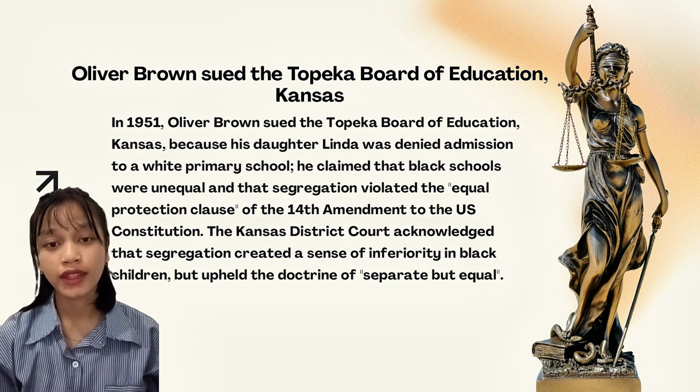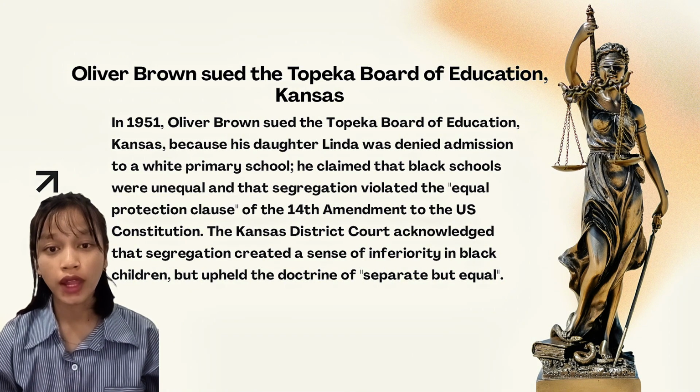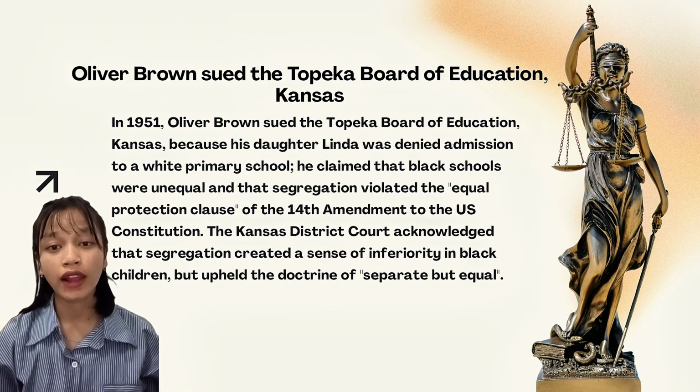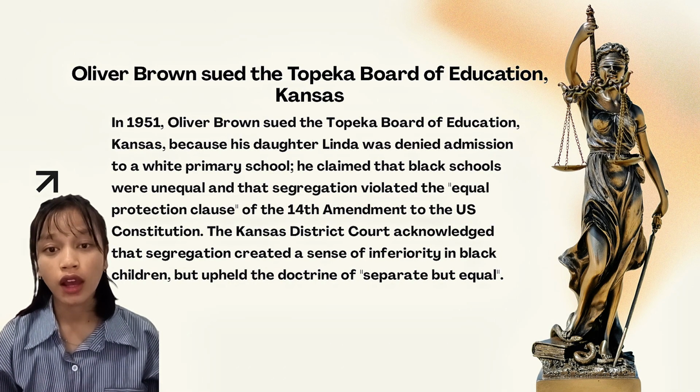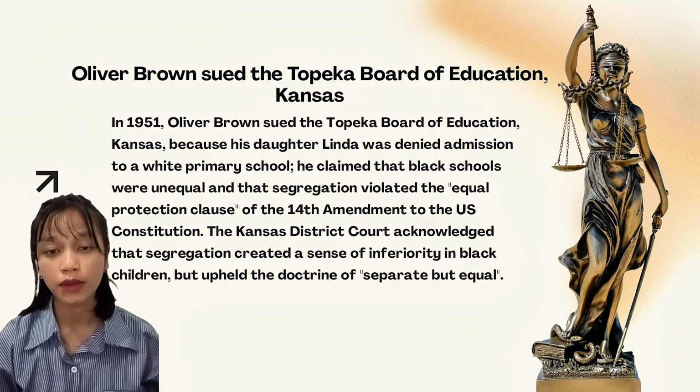In his lawsuit, Brown claimed the schools for black children were not equivalent to the white school, and the segregation violated the so-called Equal Protection Clause of the 14th Amendment, which holds that no state can deny to any person within its jurisdiction the equal protection of the law.